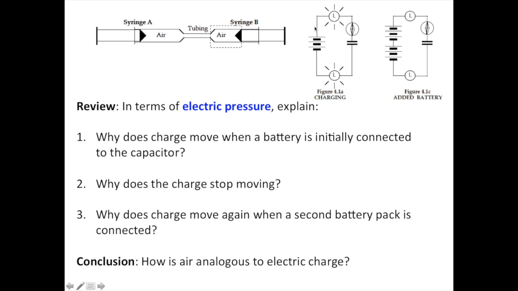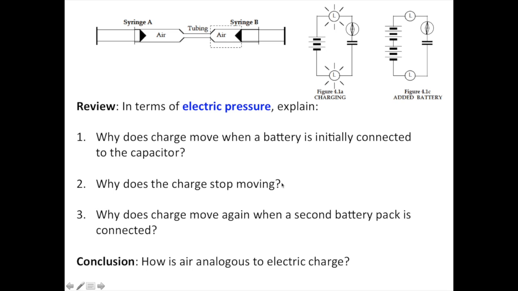So because we have more pressure pushing towards the capacitor plate than we have pushing back towards the battery, the charge will move in the direction from the positive terminal of the battery toward the top capacitor plate. So it's because of the pressure difference between the battery terminal and the top capacitor plate. Because there's a higher pressure at the battery terminal than there is at the top plate of the capacitor, it moves towards the top plate of the capacitor.